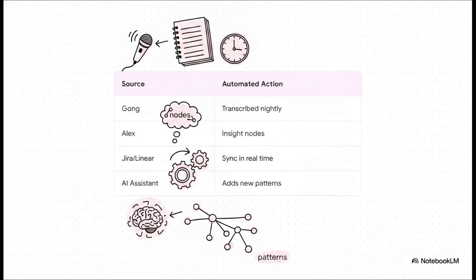For example, your new Gong calls are transcribed and tagged nightly. If you're using Alex research sessions, those produce insight nodes immediately. And as your engineering team works, ticket status changes from Jira and Linear sync straight back to the graph in real time. Plus, and this might be the coolest part, your AI assistant is actively monitoring the data, autonomously adding new nodes whenever it discovers a new pattern. It's basically a self-driving syncing engine that keeps your product intelligence alive and perfectly accurate.